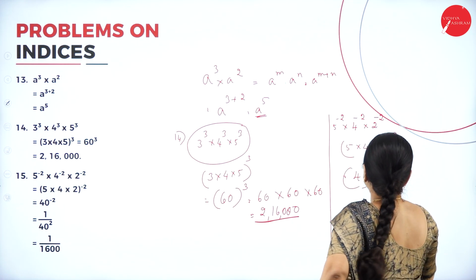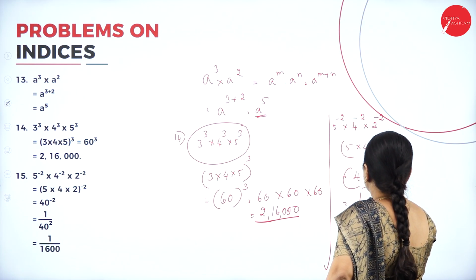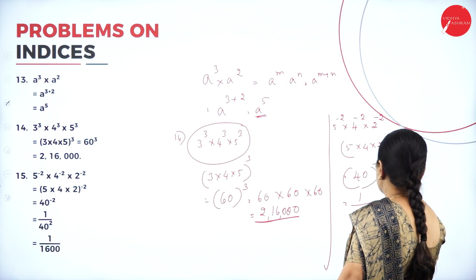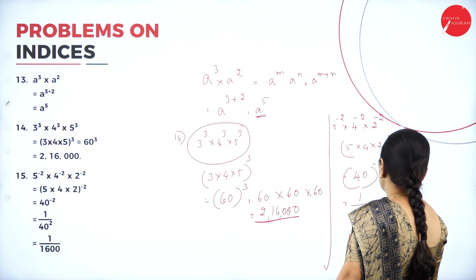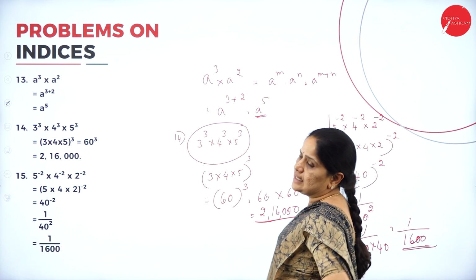So, whenever there is a negative sign, I will write it as 1 by 40 to the power whole square. So, this will be equal to 1 by 40 into 40. So, this will be equal to 1 by 1600. So, this is the answer.